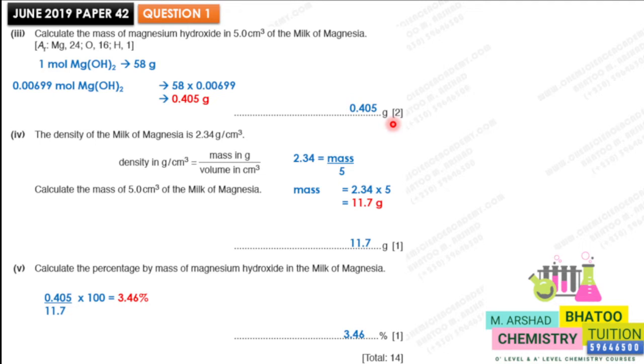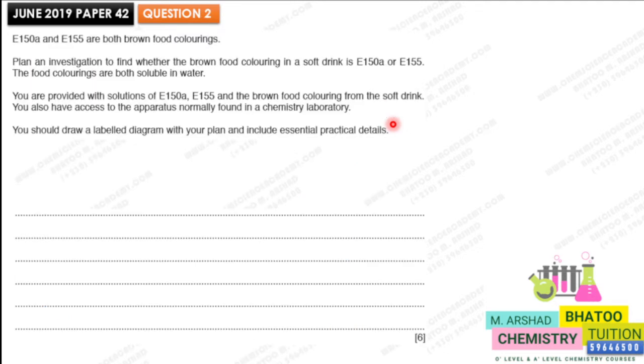Can we move on? Right. Now, question number 2. E150A and E155 are both brown food colorings. Plan an investigation. Now you see in paper 4, you are having planning questions, right? 5 to 6 marks, sometimes 4 marks, right? And your background in experimental chemistry should be strong enough to be able to attempt this question, right? It is not complicated as such.